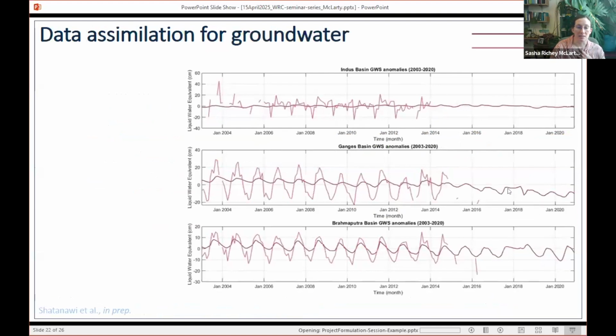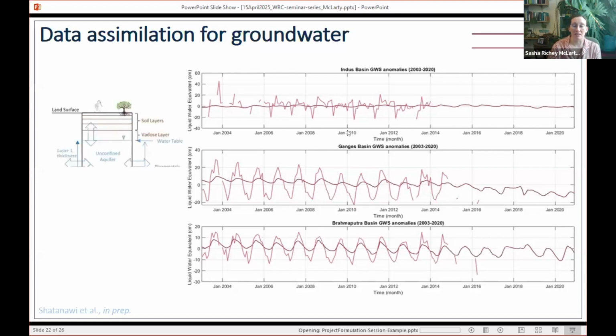Data assimilation, this is from a PhD student of mine who's on the call. Thank you, Sasan. This is actually just jumping briefly to High Mountain Asia, where we have simulated groundwater storage changes in this darker pink color in the Indus, Ganga, and Brahmaputra basins. And this is with GRACE data being assimilated into the model compared to observations in the lighter pink. And you can see that for the most part, even with data assimilation, the model is still not performing well in terms of simulating groundwater.